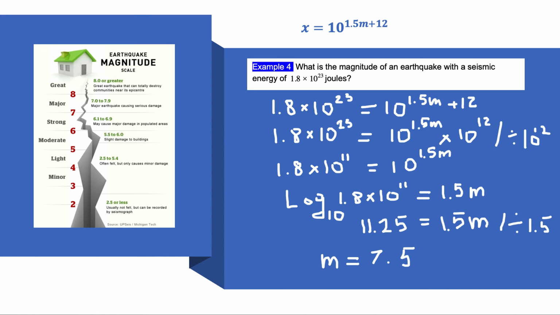And if we look at this chart, for example, 1 to 3 to 4 is a minor earthquake, 4 to 5 is a light earthquake, 5 to 6 is moderate. If we go further, 6 is strong, and from 7 to 7.9 is major, causing a lot of damage. So this kind of magnitude of earthquake causes a lot of damage.